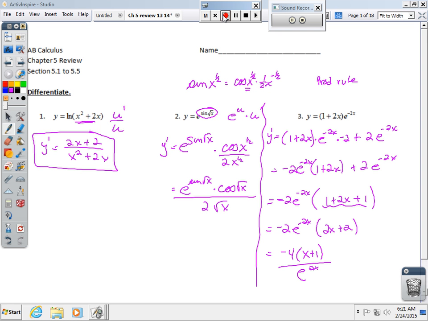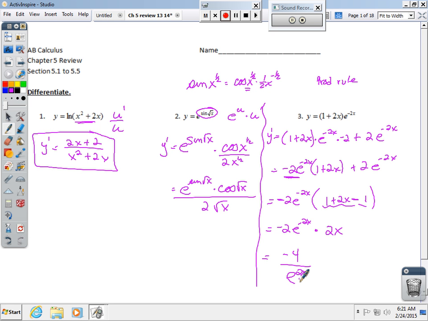Okay, already found an error. When I factor out a negative 2 here, that is going to make this a negative. So that is going to then make this just a 2x. And then my final answer will be negative 4 over e to the 2x.